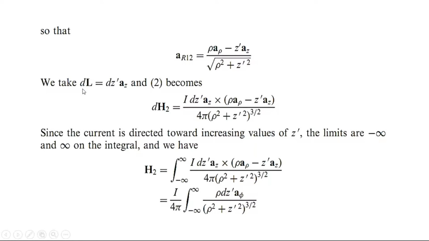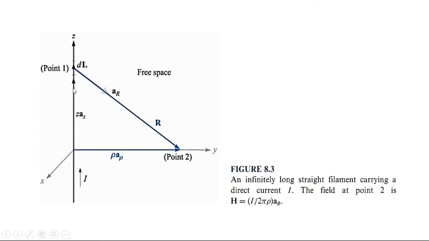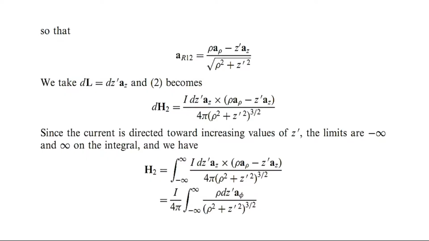Similarly, if we look at the differential length, the differential length is along the z axis, so dL will be equal to dz' a_z. If this is actually R', then dR', that is dL, will be equal to dz' a_z, because we are taking this differential length along the z-axis.